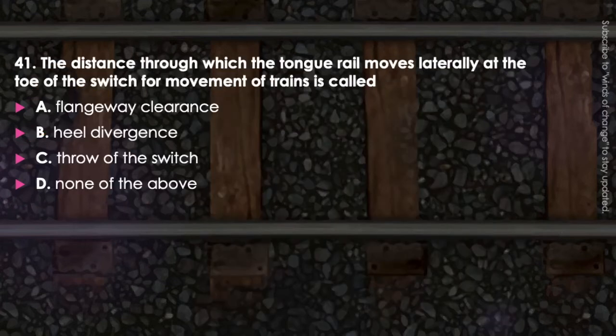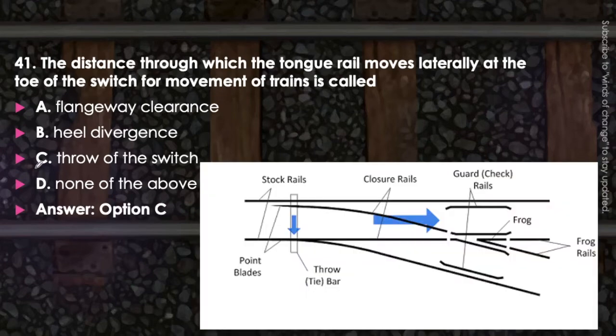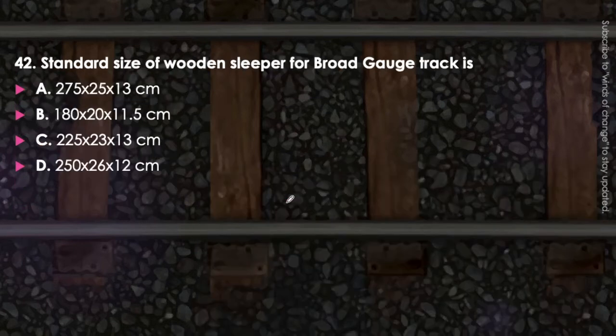Next question. The distance through which the tongue rail moves laterally at the toe of the switch for movement of the train is called flangeway clearance, heel divergence, throw of the switch, or none of the above. Can you recall it from points and crossing? Very easy question. The movement of the tongue rail between the tongue rail and stock rail, that distance through which the tongue rail moves, is called the throw of the switch. So option C will be correct. This much is the distance. This is the distance by which it moves. This gap.